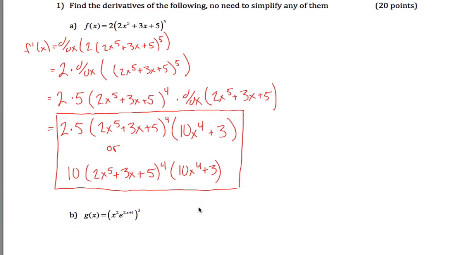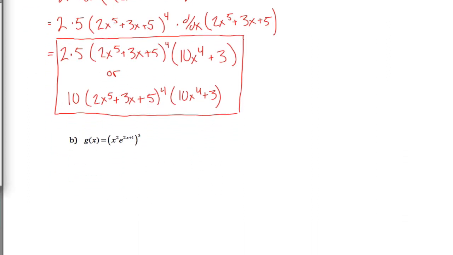Part B, same basic idea, find the derivative. Well, let's see, it looks like I got functions inside functions again. So to figure out g prime of x, I have to take the derivative of this mess that I'm given, x squared times e to the 2x plus 1, all to the 3rd power. Well, to take that derivative, I again recognize that I have a function raised up to the 3rd power. So my outermost function is x cubed.